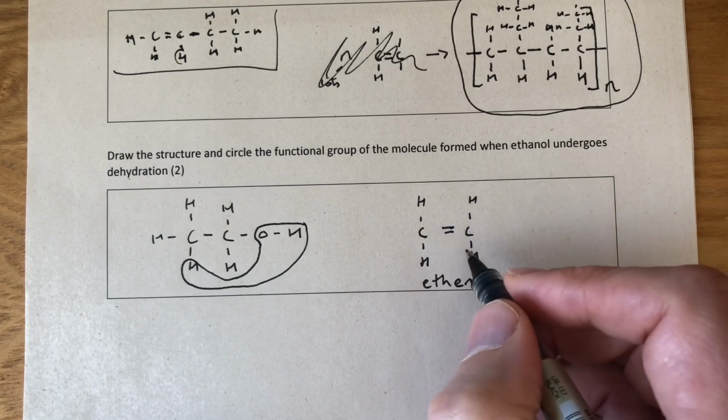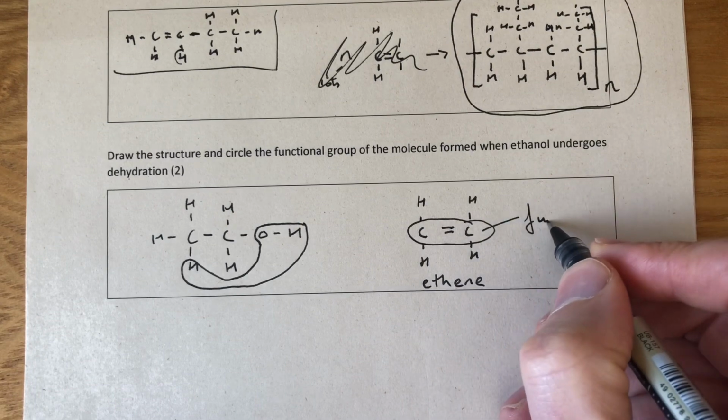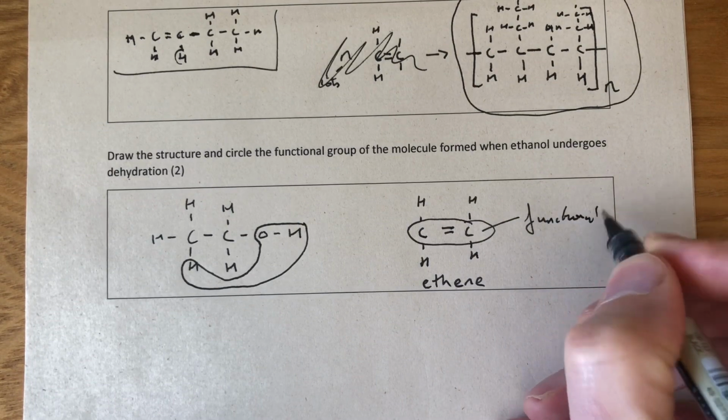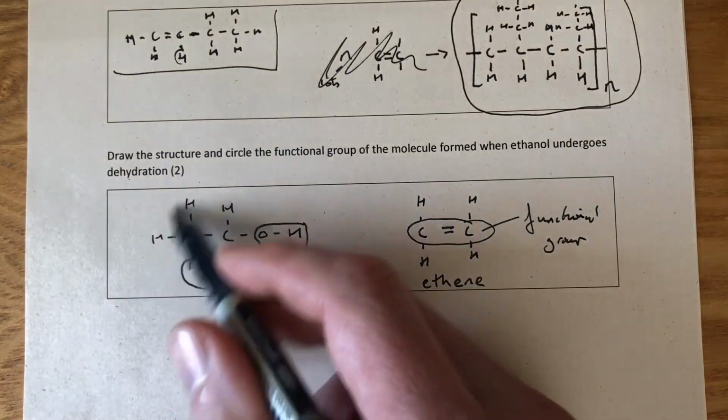A functional group of the alkenes is, of course, the carbon-to-carbon double bond, and that is the functional group of the alkenes. So let's scribble that out, because that's not the answer.